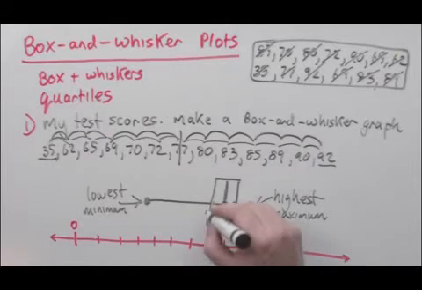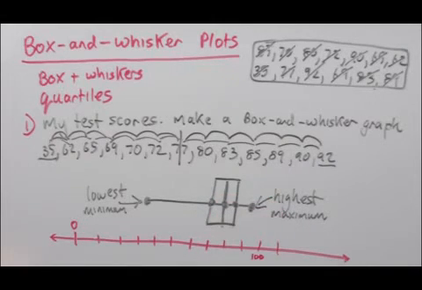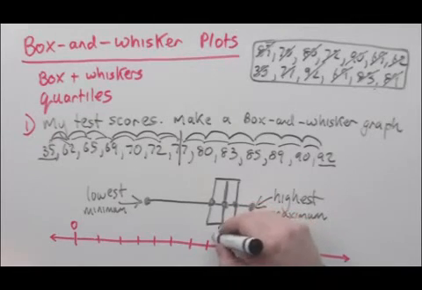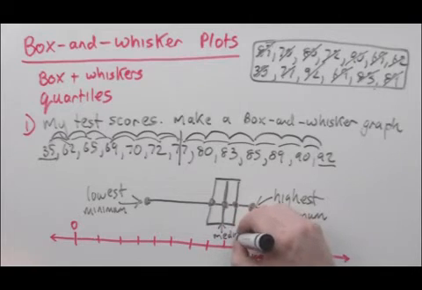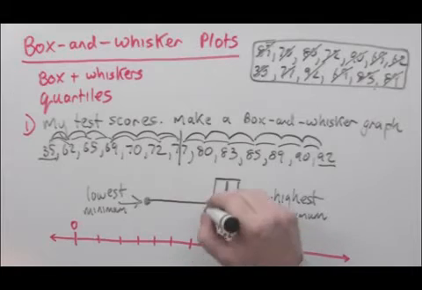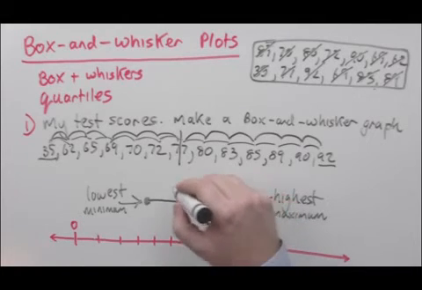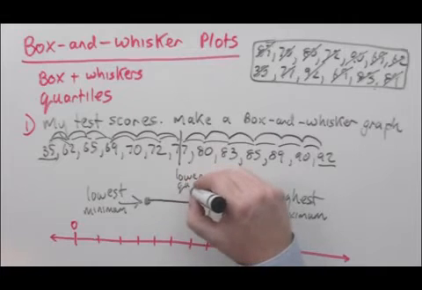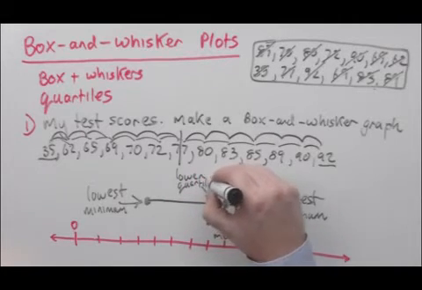I've got my lower median and my upper median. First, I have my regular median of the whole set of numbers, that's in the middle. And of course, I have the lower quartile, which is another name for lower median.